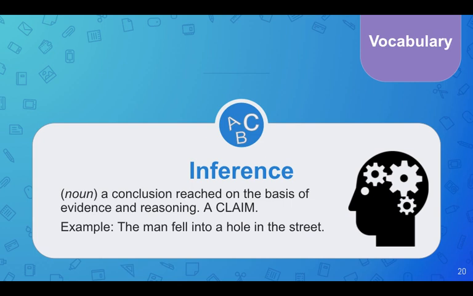And so for that picture from earlier, we did see a human head out of a hole. We might infer that the man fell into the hole in the street. We could even go so far as to say he fell into the hole because a car drove by and he needed to get out of the way. If we had evidence for that, that would be a solid inference or claim.